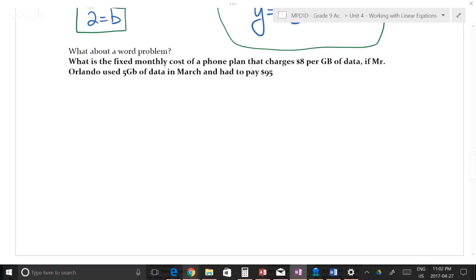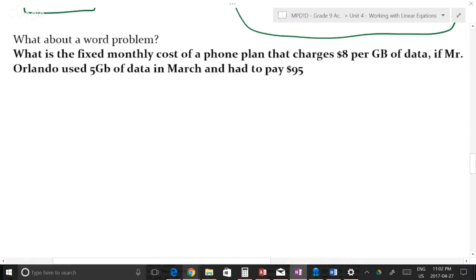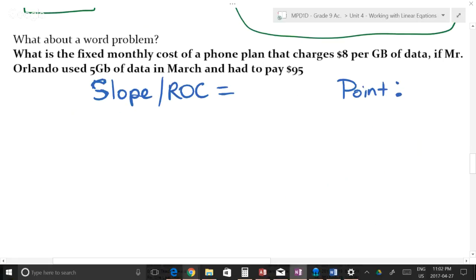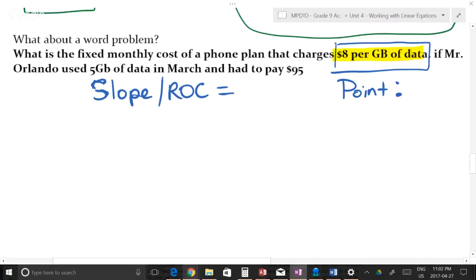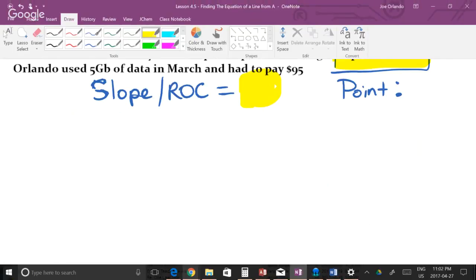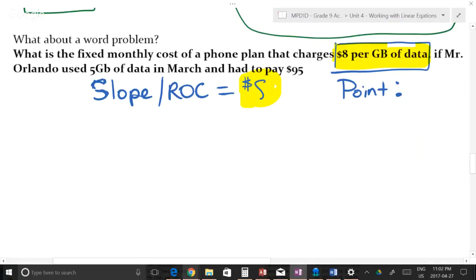Okay, so we're back. Again, there's a lot of ways to answer this question, but I want to answer it in the style we did today. So I'm going to say that I must have given you, since this whole lesson is about a slope and a data point, a slope, which is also known as a rate of change, right? And I must have given you a point. So what slope did I give you? What rate of change? Well, I told you that they charge $8 per gigabyte of data. That's a slope. That's a rate, right? Remember, rates are always something per something. So in this case, $8 per gigabyte, that's my rate of change.